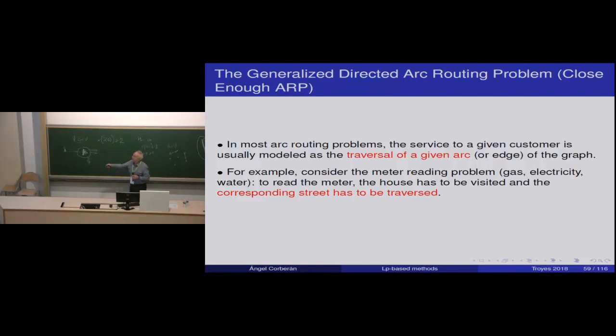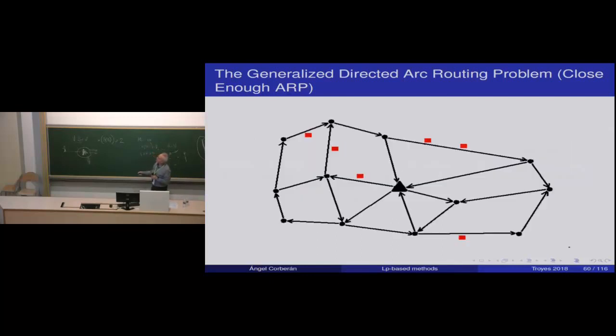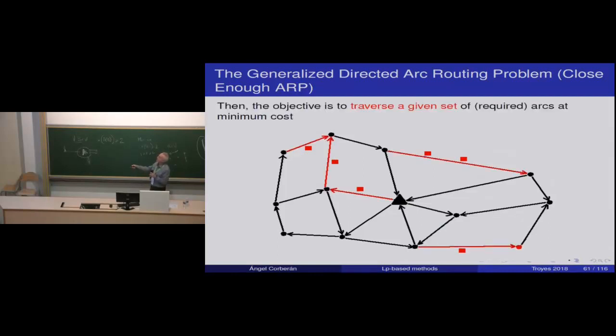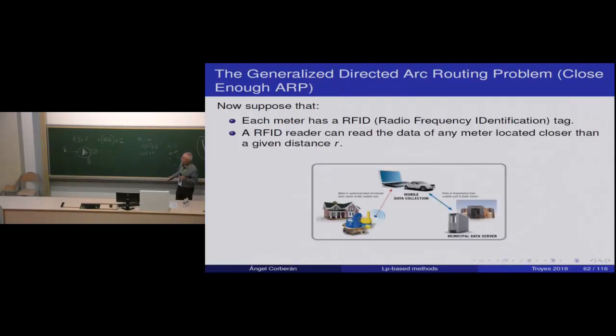Okay, as I told you, in most routing problems, the service to a given customer is modeled as the traversal of a given arc. I have to pick up the waste of a street, and then I have to traverse the street in order to take the load of the containers along this street, okay? But imagine that this is a container, I have to traverse this arc, this arc, this arc, and this can be the solution to a classical arc routing problem like that.